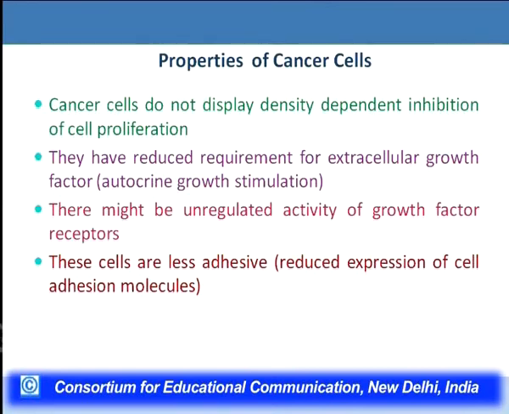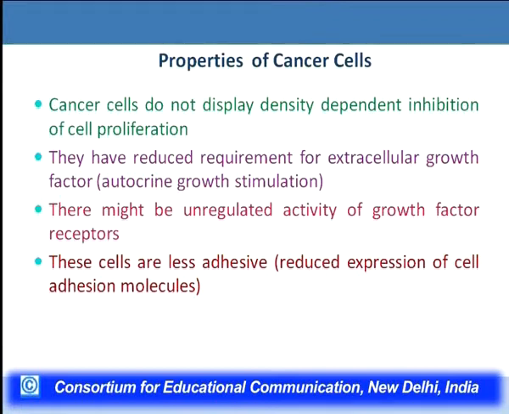Then this cancerous property might result because of unregulated activity of growth factor receptor. That is, it might happen that the growth factor receptors which are present on these cancerous cells might be mutated. So that means they are always active. In normal cells, growth factor receptors receive the growth factor and then only they become active, which causes the growth of the cell. But in a cancerous cell, there might be mutation in the growth factor receptor, so that it is always active and it is always transducing signals which lead to continual growth and division of the cell.